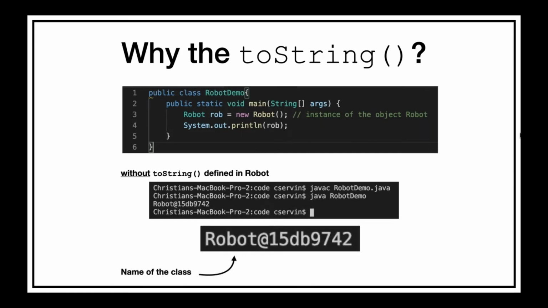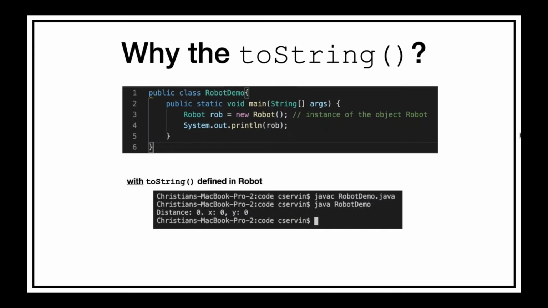This looks familiar. The first part is the name of the class, followed by this @ sign that basically means it is located at, and then this funky address. This is the hexadecimal address location where the object is located. We have seen this in the past with arrays.